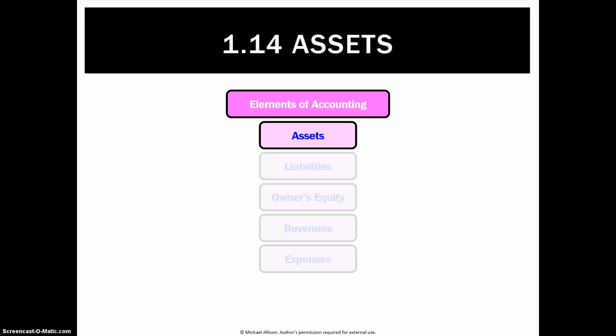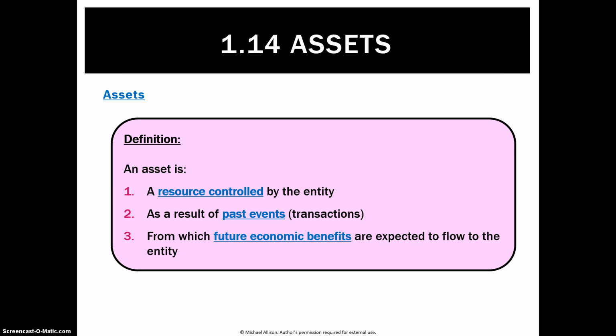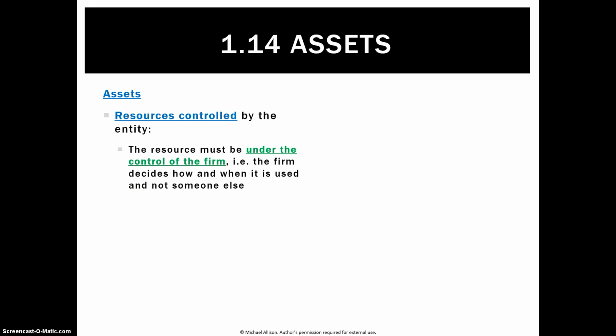The first element of accounting are assets. We have a very formal definition for an asset, which is a resource controlled by the entity as a result of a past event or a transaction from which future economic benefits are expected to flow to the entity. So you're expected to know the full definition and, more importantly, be able to apply this to a particular event in our SACs and on the exam. So let's take each of these parts of the definition one by one.